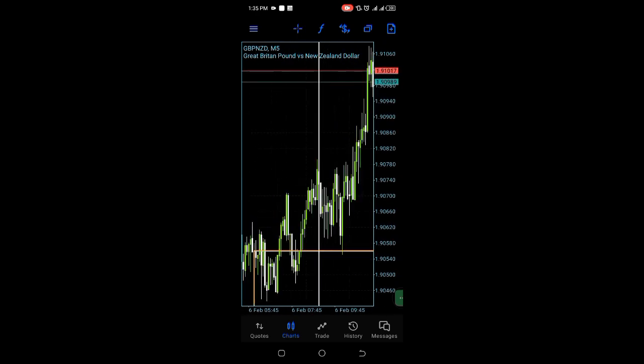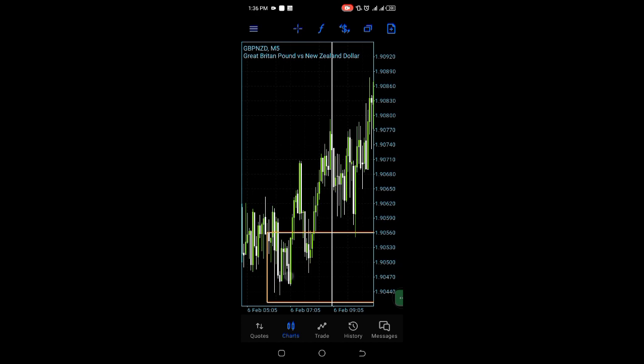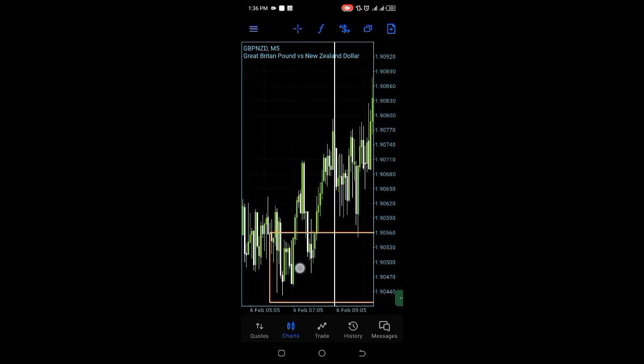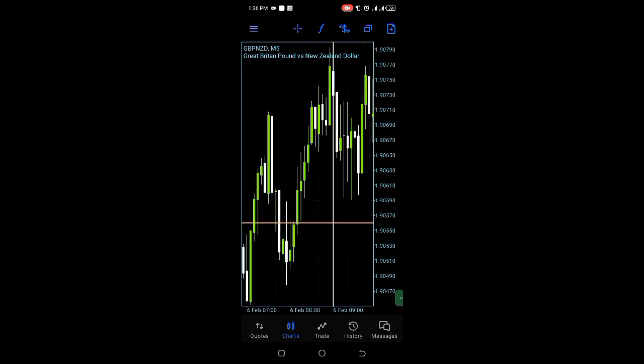So at this point here, I want to look for my zone. Okay, now you want to look for your zone inside the zone. Okay, and you'll be looking towards the left. If you looked into my previous video, you will see I have explained this a lot. So looking back to the left, you want to look for an engulfing candlestick pattern.